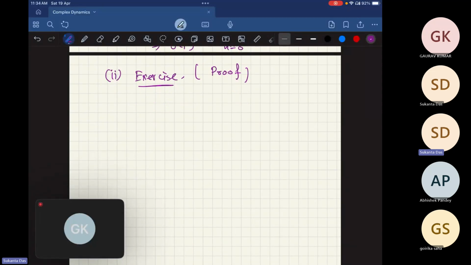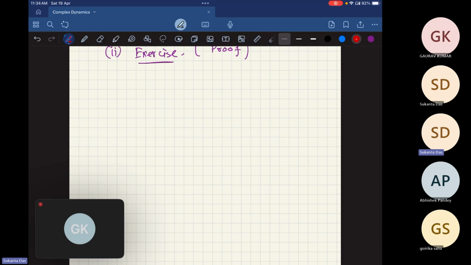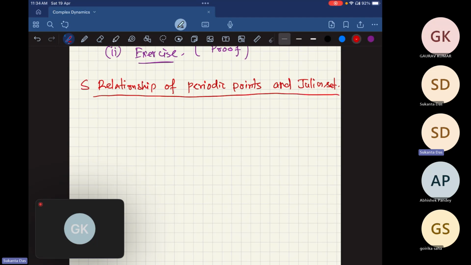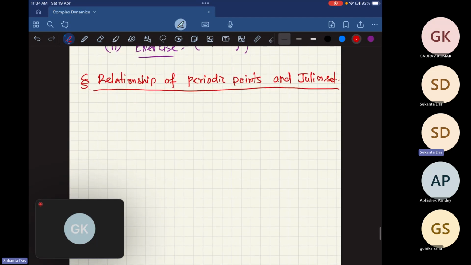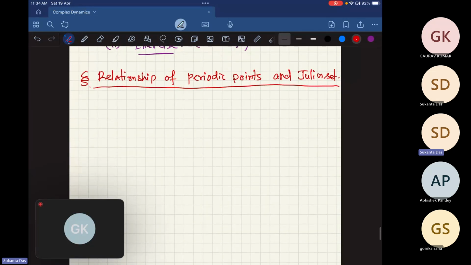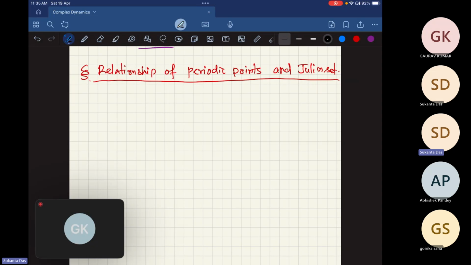Now I will talk about the relationship of periodic points and the Julia set. Here I'll write a couple of results related to periodic points and the Julia set. Obviously this is not that trivial, so one always needs a proof, and we can always refer to the Beardon proof. So let me write them one by one. These are very, very important.